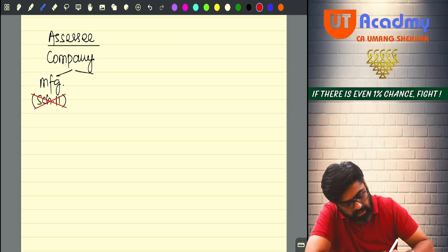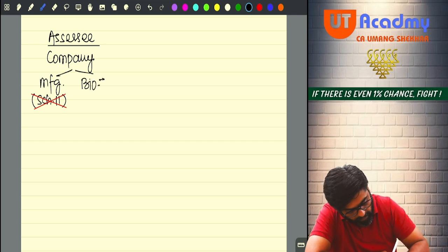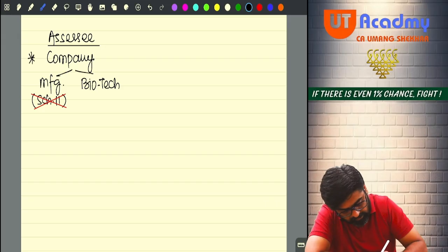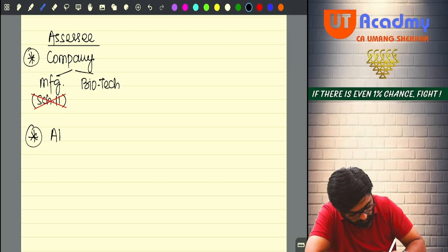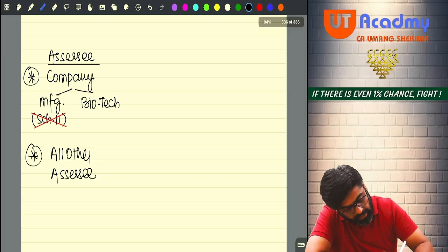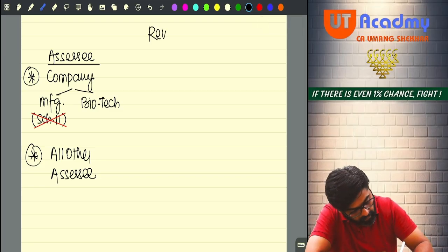Okay. And either the company is in biotech business. This is assessee, or all other assessees. Yes or no? Now what I will do? I will write down revenue expenditure.